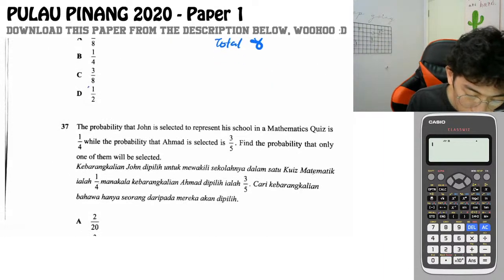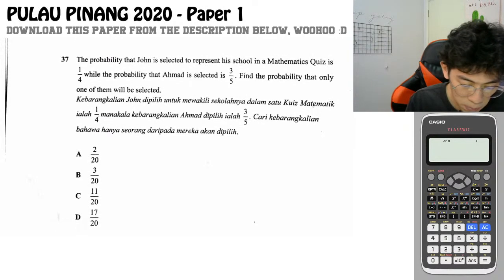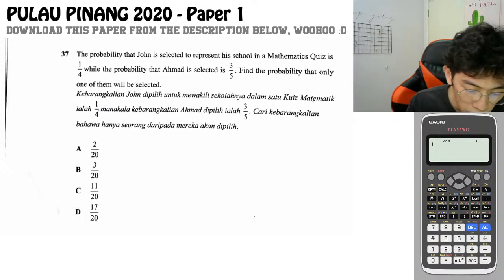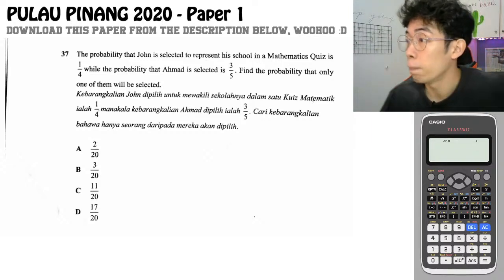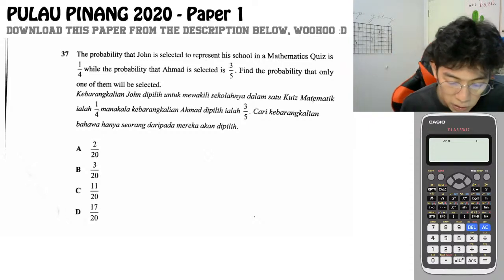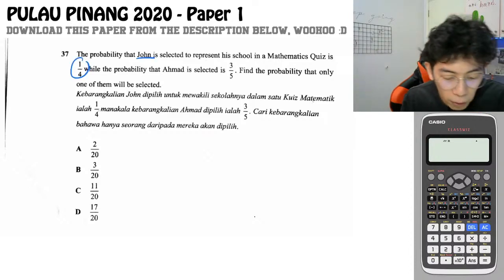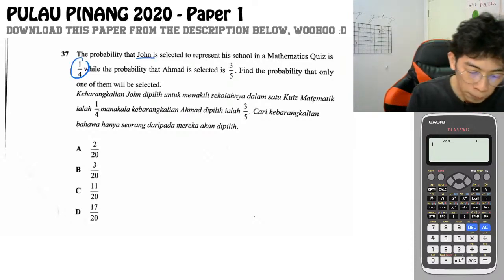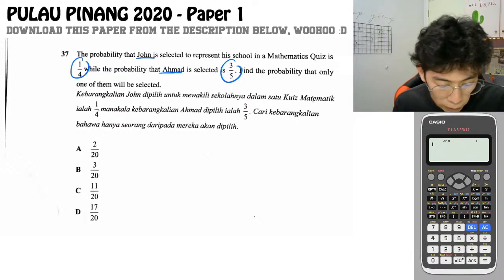Okay, next, number 37. Oh, this one, I didn't expect this kind of question to come out. But it's a state paper. I said already, state paper is generally harder. The probability that John is selected to represent his school in a mathematics quiz is 1 over 4, while the probability of Ahmad being selected is 3 over 5. Find the probability that only one of them will be selected.